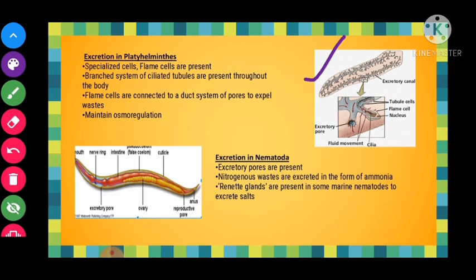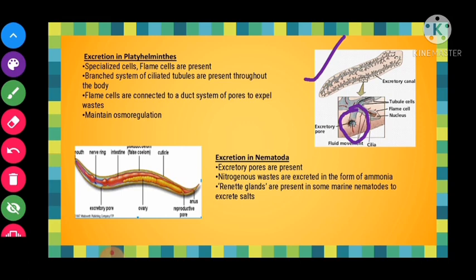Flame cells are connected to the duct system of pores to expel the waste. So through these excretory pores, the waste product is expelled out of the body. In that way, they also maintain osmoregulation, the ionic balance, the water-salt balance. It helps in the maintenance of ions in the platyhelminthes body and also the water balance in the animal body.